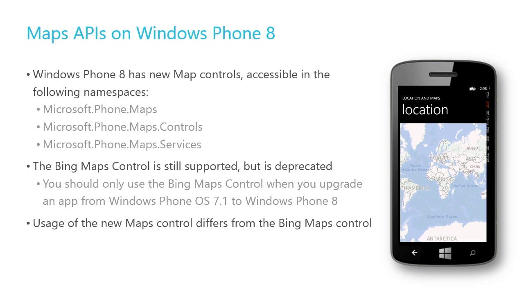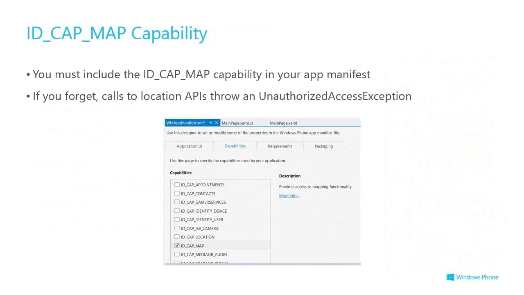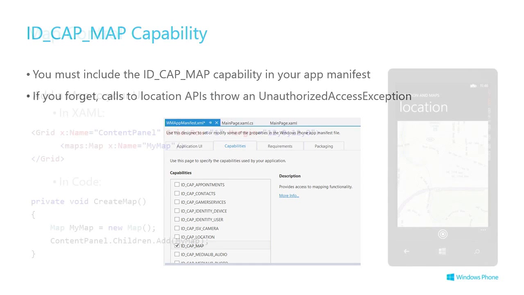The Bing Maps control is still there, so if you've got code that you're bringing forward from 7.1, that will still work just great. But the usage of this control does differ slightly. You need the ID_CAP_MAP capability. Now, here's a little hint for you. If you forget to ask for this capability and you drag a map control onto your page and try to run that app, you actually get a XAML parse exception. This is not a terribly good indication that you forgot to ask for the capability. So just beware of that. If you get a XAML parse exception after you put a map onto your page, it's probably because you forgot to ask for the capability.